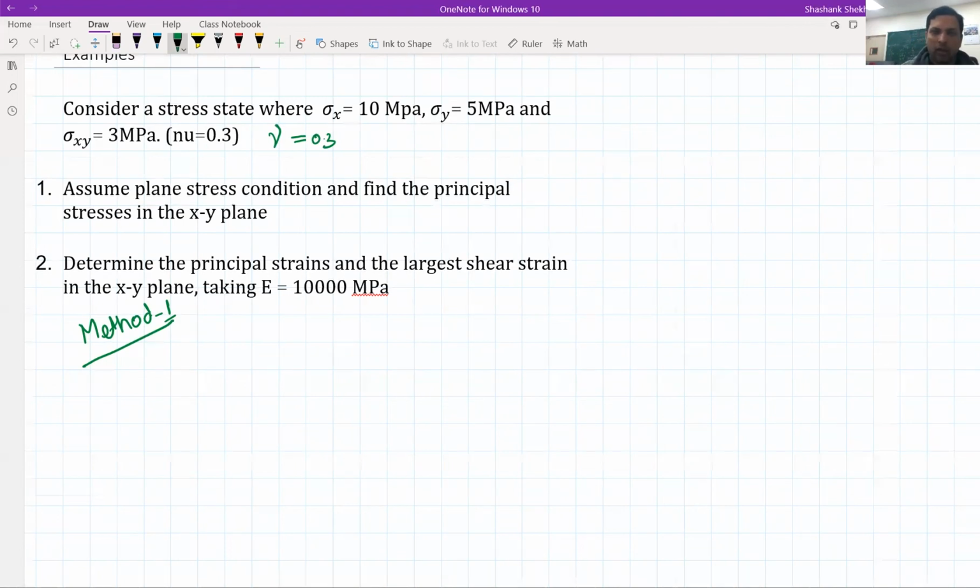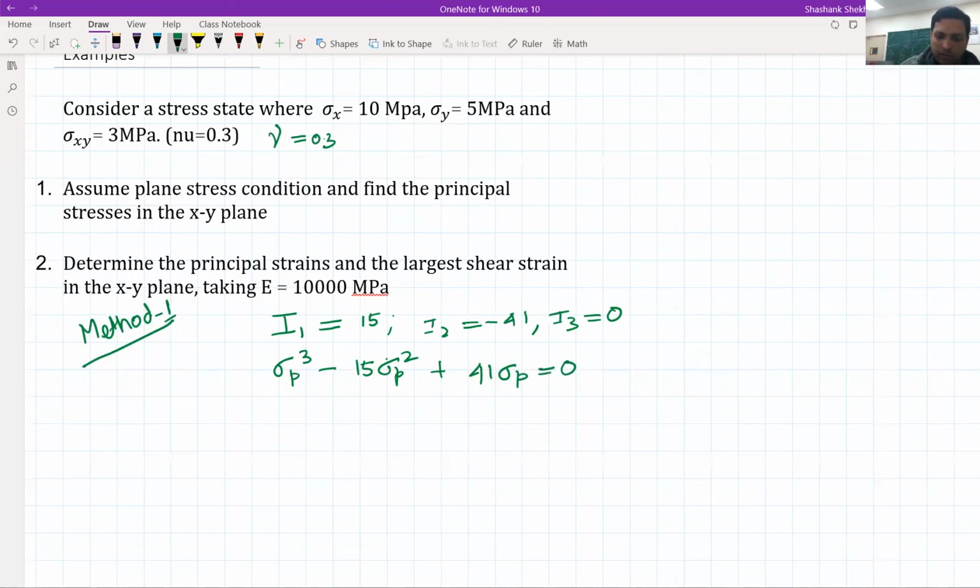For that, we will need the invariants, which are I1, and you can clearly see that I1 will be equal to 15. Everything we are measuring here is in terms of megapascal. I2 is equal to minus 41, and I3 is equal to zero. Then applying it into the equation which gives us the values of the principal stresses, sigma p cube minus 15 sigma p square plus 41 sigma p is equal to zero. Because the third stress is zero, it automatically translates to a quadratic equation, sigma p square minus 15 sigma p plus 41 equal to zero. When you solve it, and I'm not going through that solving process, you can show that sigma 1 is equal to 11.4 and sigma 2 is equal to 3.6, and obviously sigma 3 is equal to 0.